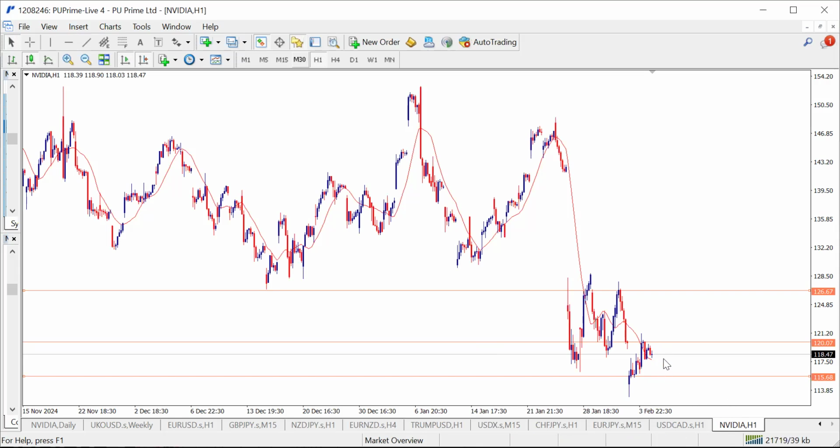So this signal is for stock traders. Stock traders, I'm going to put it in the group. We can look towards placing a sell on NVIDIA shares. I'm going to write it down in our stock group.